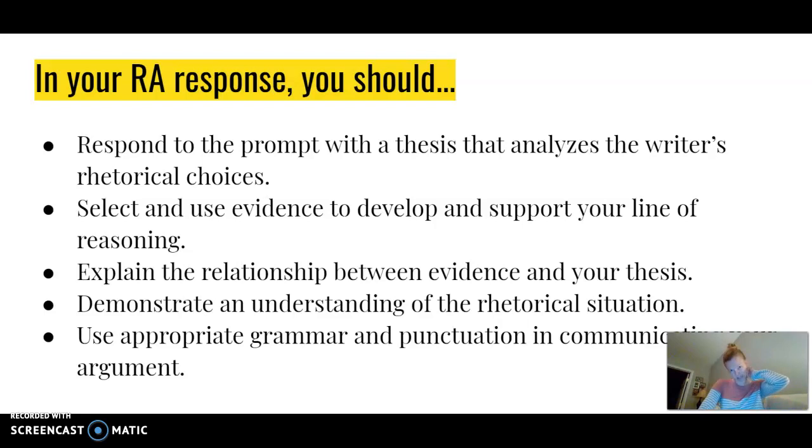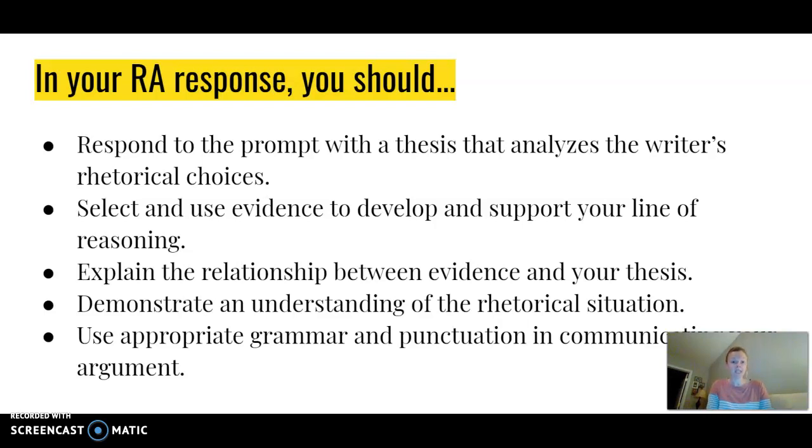Okay, so when you're doing these, a lot of this might be review, you should respond to the prompt with a thesis that analyzes the writer's rhetorical choices. So remember, you're going to read that speech or that letter. You're going to decide what was that writer doing, what choices was that writer making in order to further his or her purpose. You will select and use evidence to develop and support your line of reasoning. So you obviously have to be pulling pieces of the text to present as evidence to your reason or whatever you picked as the purpose.